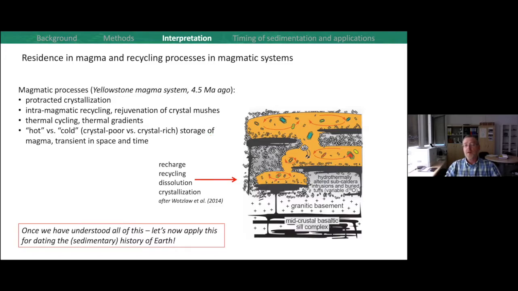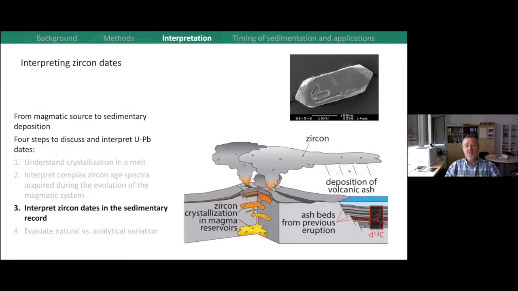We cannot model nor know when a zircon is growing and where it comes from when we analyze them at the end. All this we have to understand, because now we go to the sediment, or to the ash beds in the sedimentary environment, and we find everything again there. So all this complexity we have now to have in mind when we start to interpret zircon dates in an ash bed.